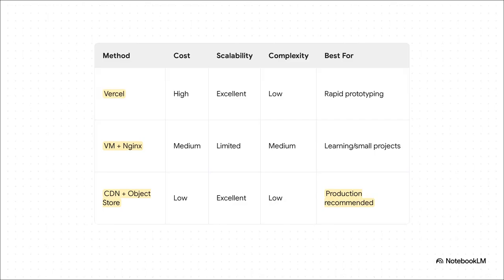So check out this table. It lays it all out perfectly. You can see the trade-offs, right? Vercel is super easy, but it'll cost you. A virtual machine is an option, but honestly, it's kind of overkill and doesn't scale well for just static files. But look at that last one, CDN plus an object store. It's cheap, it's crazy scalable, and not that complex. And that right there is why it's the gold standard for production static sites.